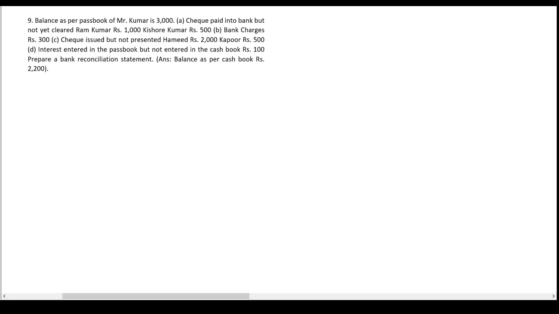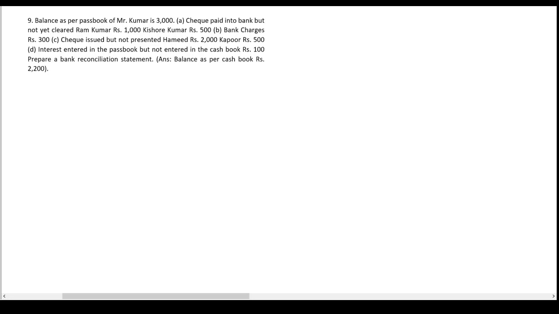Kumar is rupees 3000. Checks paid into bank but not yet cleared: Ram Kumar 1000, Kishore Kumar 500. That means we have received two checks from Ram Kumar and Kishore Kumar. These have been deposited in the bank but they have not got cleared. That means money has not come into our bank account.